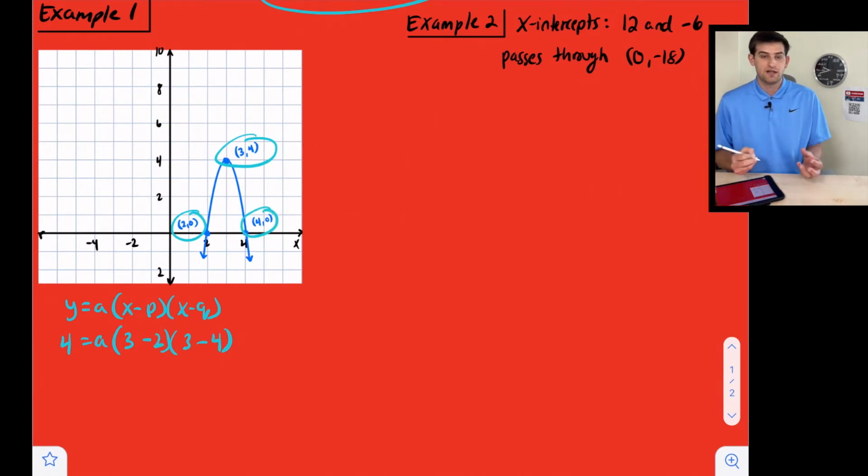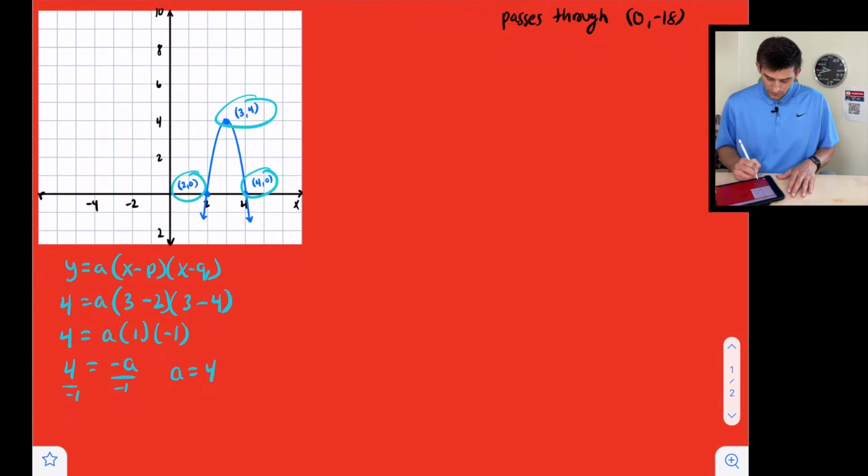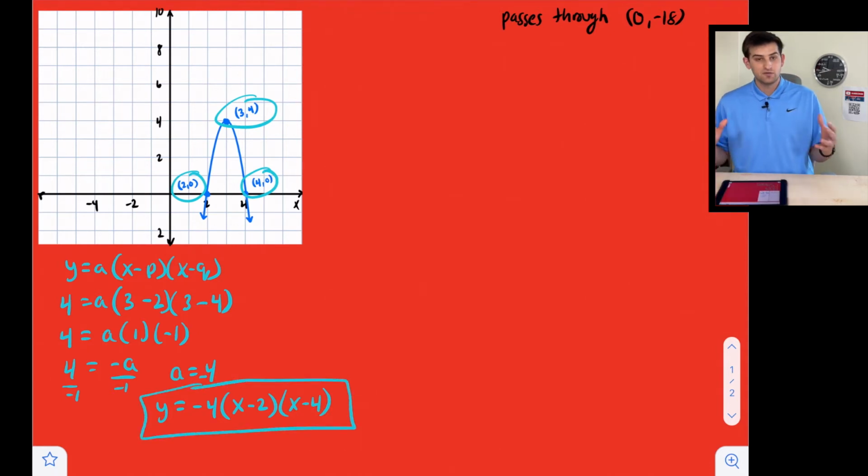So now we can just simplify this, and that's going to give us our a value. So we have 4 is equal to a times 1 times negative 1. So we get 4 is equal to, this would just be negative a. So let's divide by negative 1, and we get a is equal to negative 4. So now we can write our equation. We can say y is equal to negative 4 times x minus 2 times x minus 4. Okay, so we're going to leave that in intercept form, but we have our a value as negative 4, and we have our x-intercepts at 2 and 4.